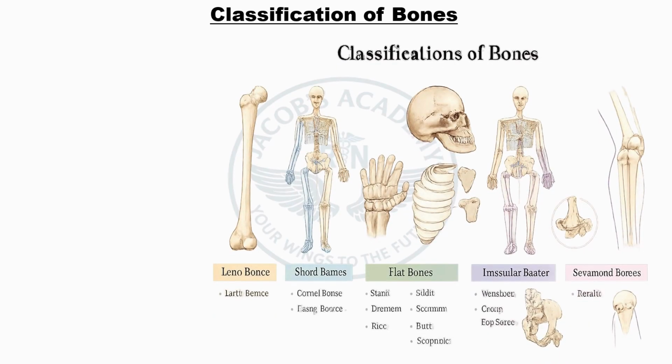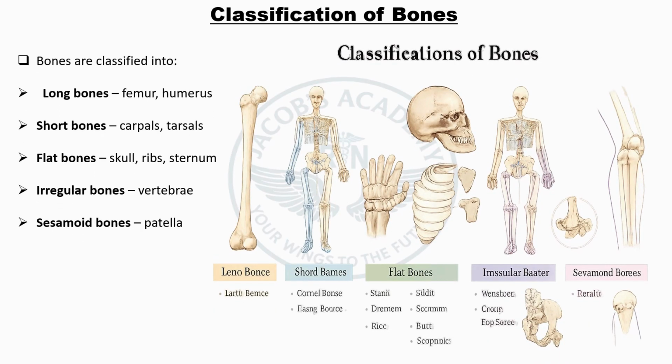So coming to classification of bones. Based on the shape, bones are classified into 5 types. First, long bones such as femur and humerus. These help in movement and support.